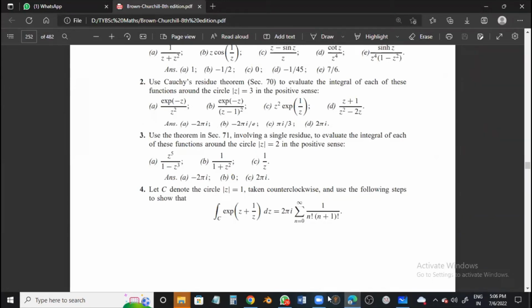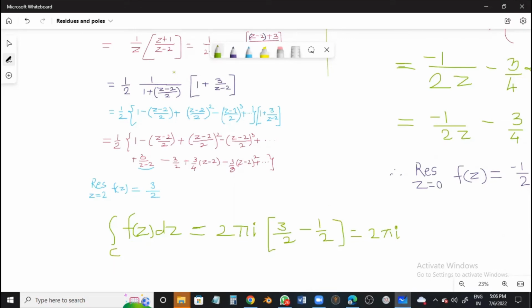So what you need to do in such cases is, if you want the residue at z equal to 2, you are searching for the coefficient of 1 upon z minus 2. If you want the residue at 0, you are searching for the coefficient of 1 upon z minus 0. So always keep this in mind. That provides you the residues. And then by Cauchy's formula, you just add the residues and multiply by 2 pi I to get the integral. Followed?